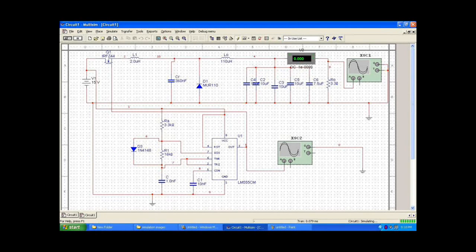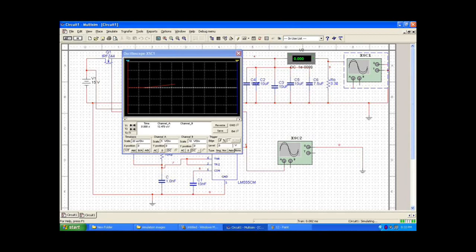Coming to the simulation of the circuit, by running the simulation circuit and by giving the input of 15 volts, here we can observe the output current which is approximately 1.5 amps, and this is the output voltage, which is approximately 5 volt DC, and these are the gate pulses given to the MOSFET.